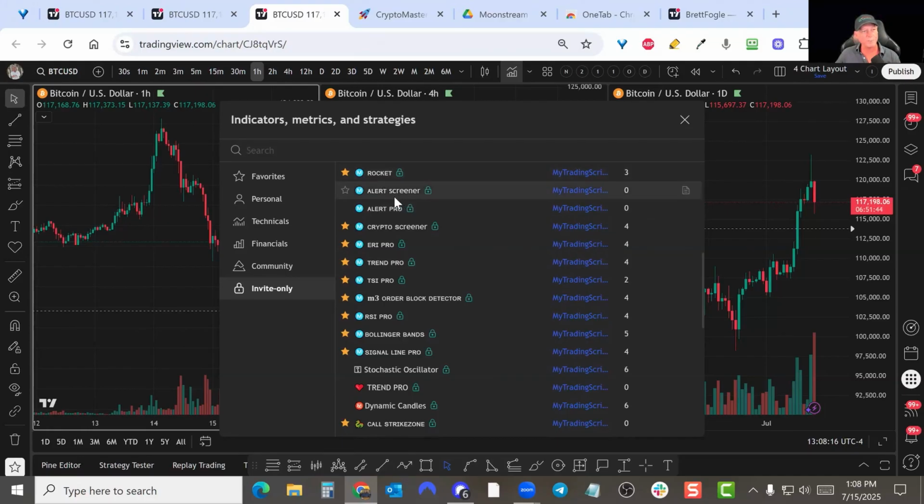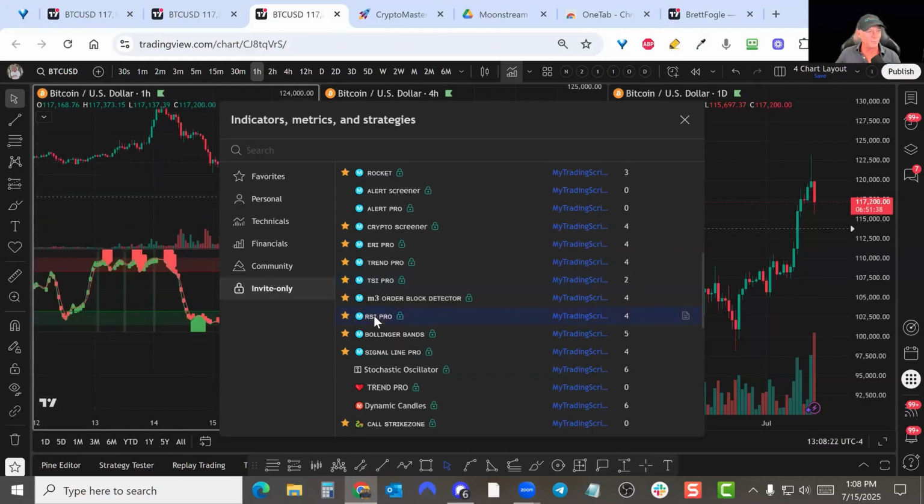Rocket, Alert Screener, Alert Pro, Crypto Screener, ERI Pro. What I'm going to do is the TSI Pro, the RSI Pro, and that's about it for now. I will also do the order block detector. These are the best. These are the ones we use on the most regular basis.